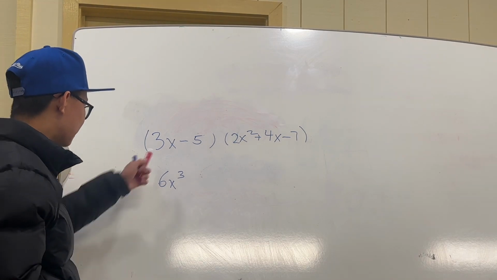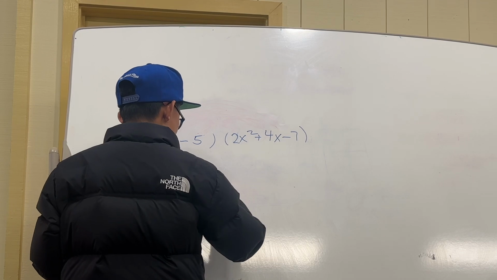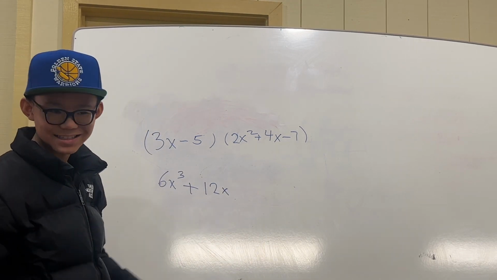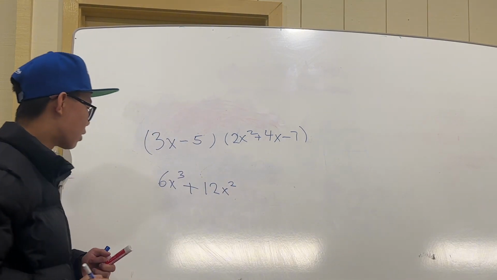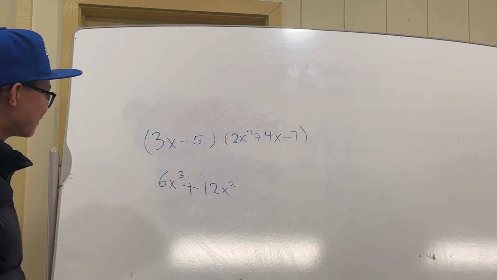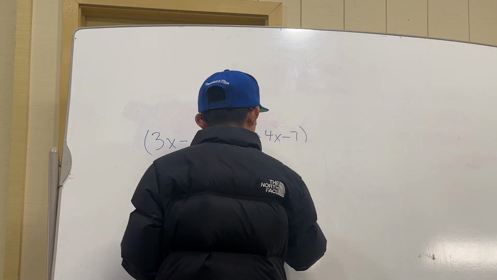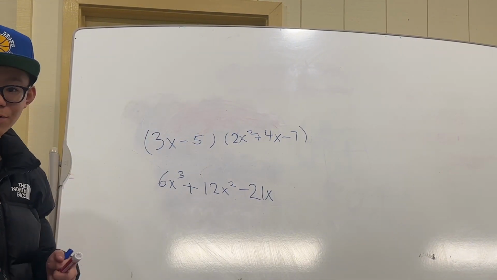And then we're going to go 3x times 4x is plus 12x, but since there are two x's, you have to square them. So this becomes 12x squared. And sorry if it's going down. And then 3x times negative 7 is negative 21x. This is getting really long here, so bear with me, follow me.